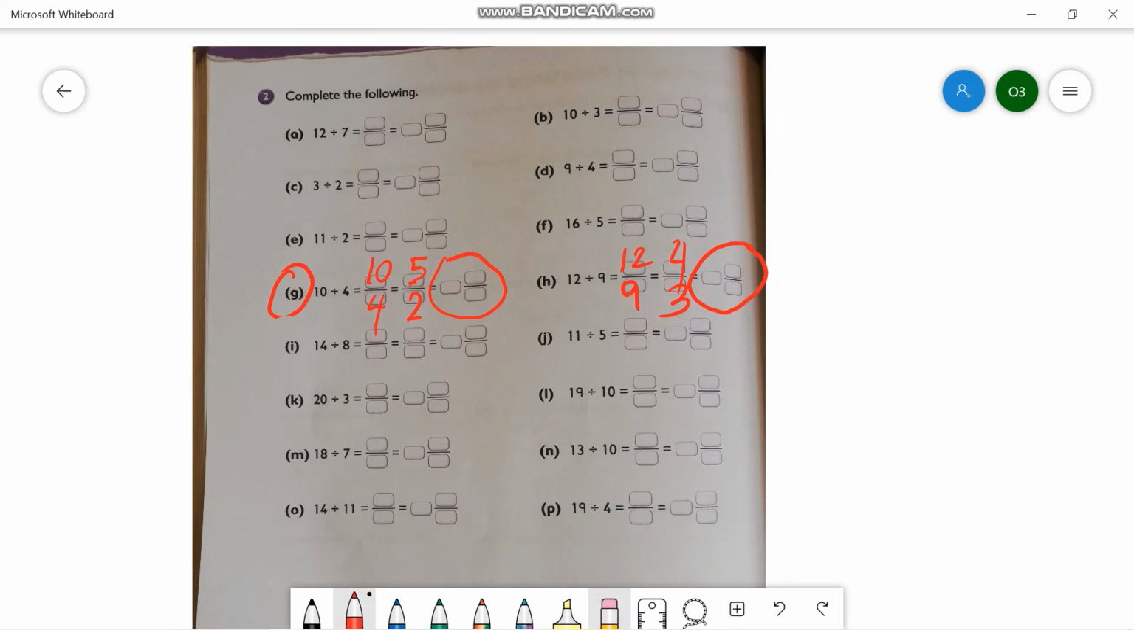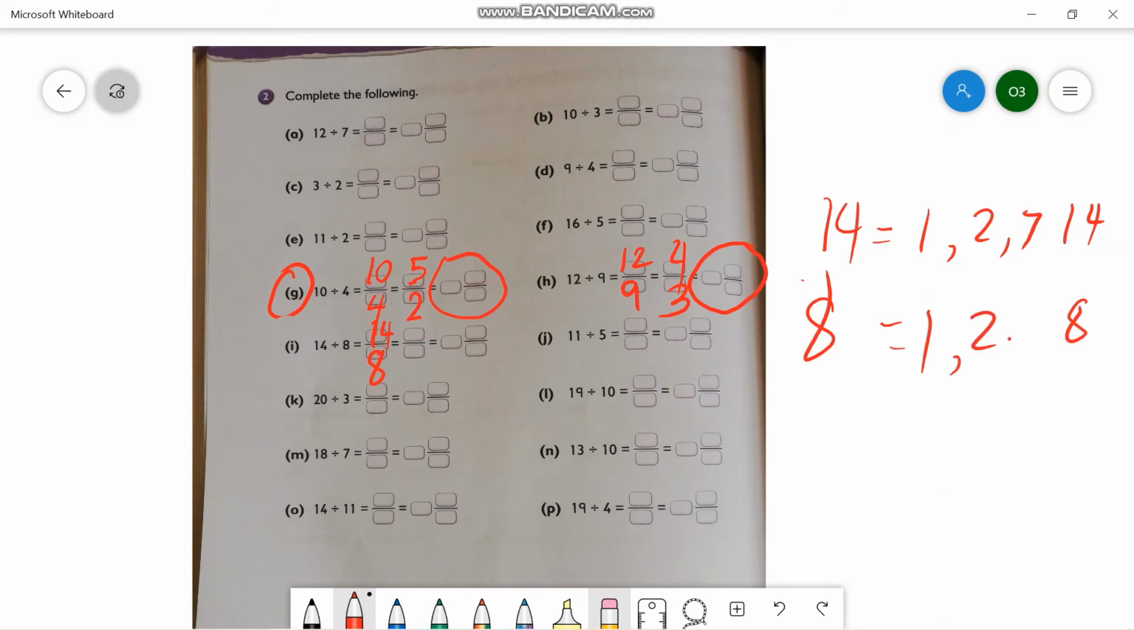So for letter I, we have 14 over 8, or 14 divided by 8. So 14 over 8. So let's find again the common factor of 14 and 8. Let's list down 14 and 8. So we have 1 times 14, and we have 2 times 7. What about for 8? We have 1 times 8, and we have 2 times 4. Okay, so what is the common factor here? So we have 2. So we have to divide 14 and 8 by 2.